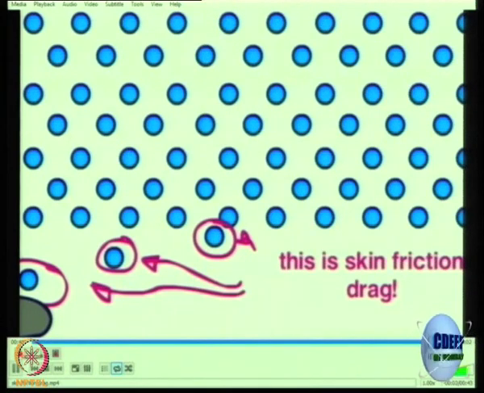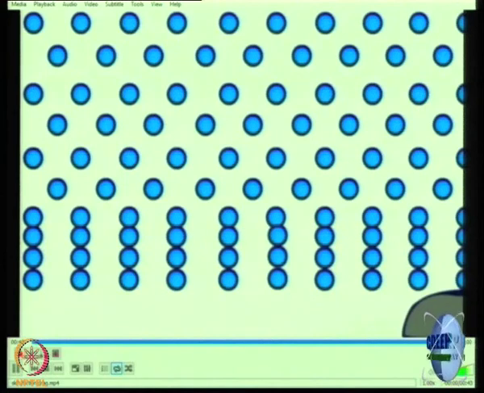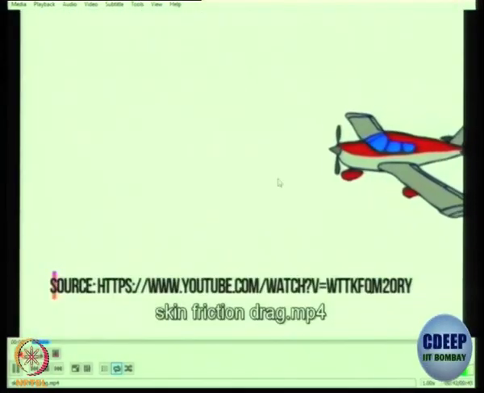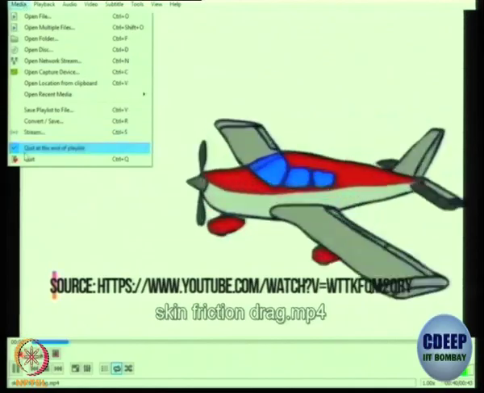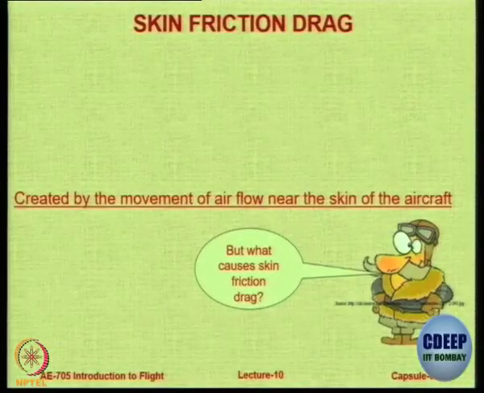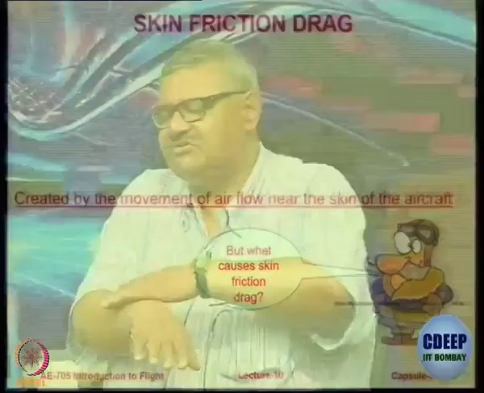Obviously, the picture would look like this to start with. The aircraft moving through the air is having to move through trillions of air particles. Right. So, as the aircraft moves, the particles which are near its surface are going to be dragged with it. They are going to consume energy, and that is the skin friction.